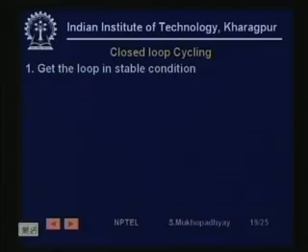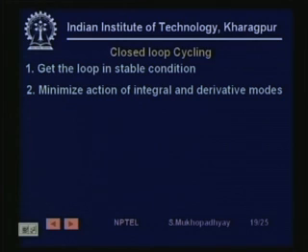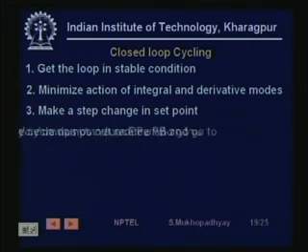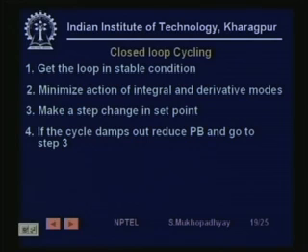and the closed loop procedure goes like this. It is essentially an iterative procedure, that is, it involves trial and error. First get the loop in a stable condition, probably the loop is already operating in a stable condition. Then minimize the action of integral and derivative modes: reduce those integral and derivative gains, and if necessary reduce the KP also, so that the loop is stable.